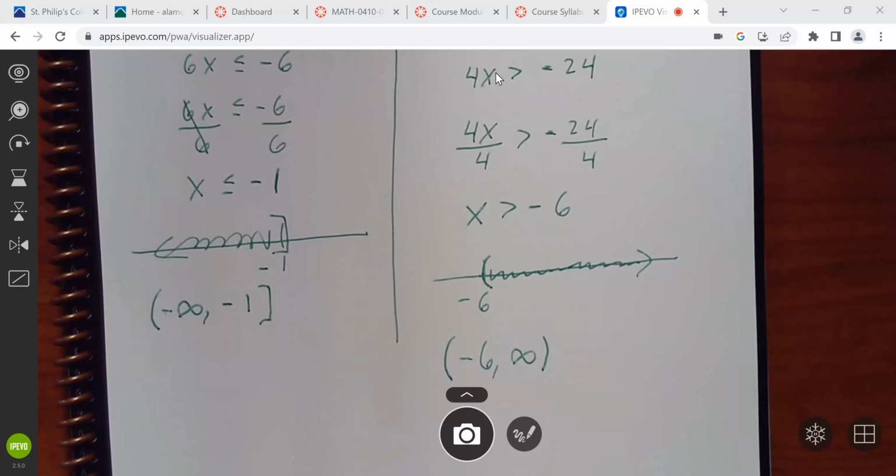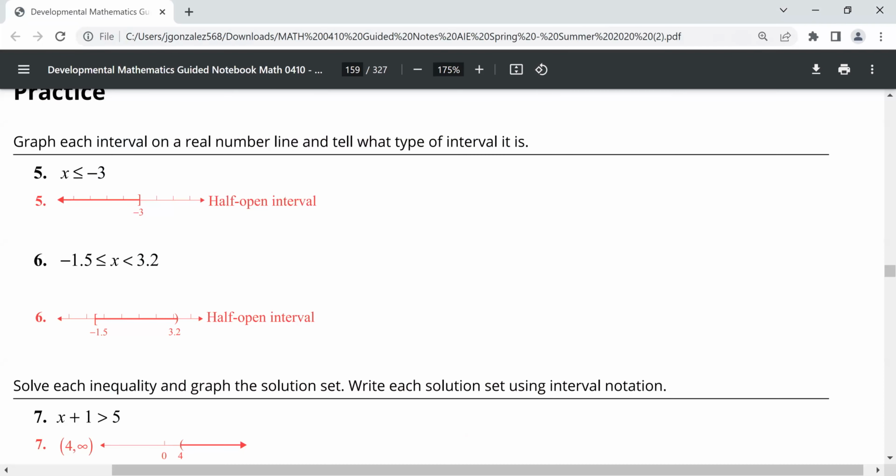Okay. So we'll solve the ones after this, since the answers are right here. Let's just think through this. It's already solved. Negative 3. So a bracket on -3, and we keep going to 1. And it's half open because there's only a close on half, the close on the right side.